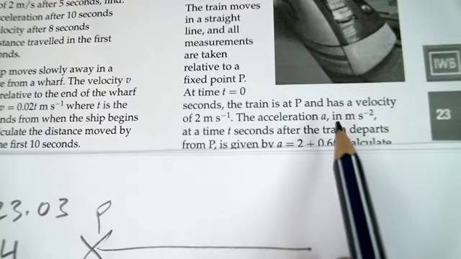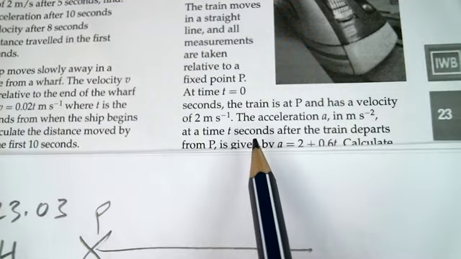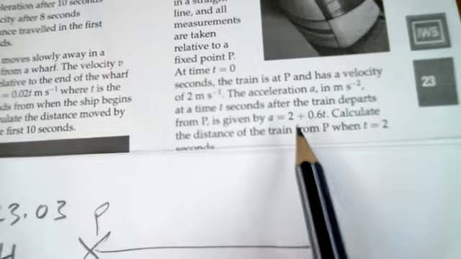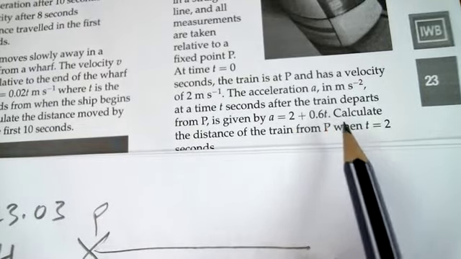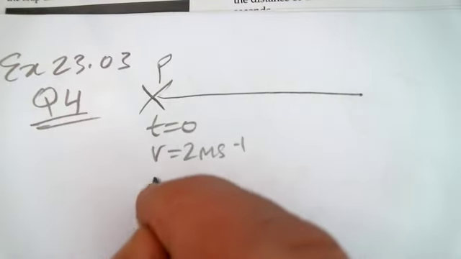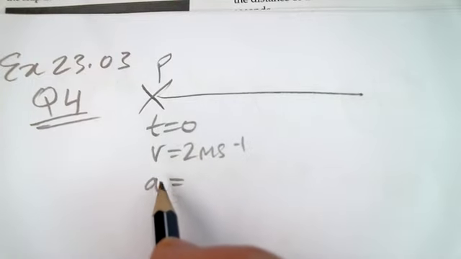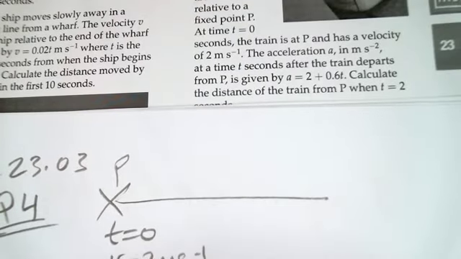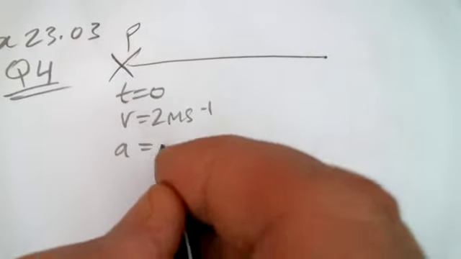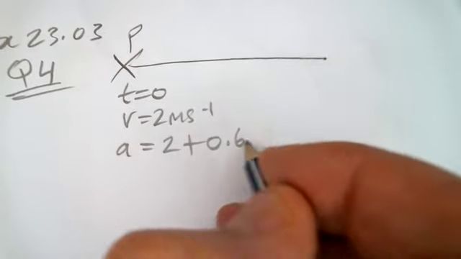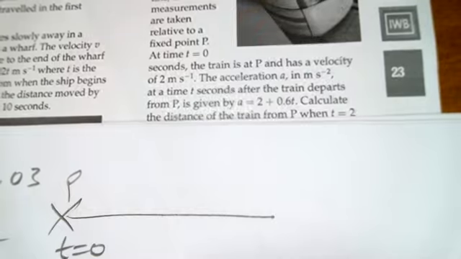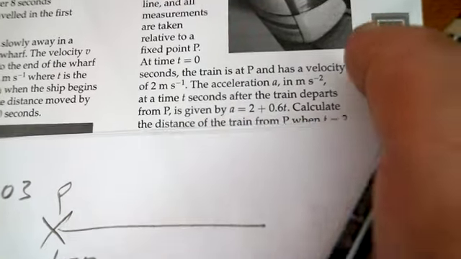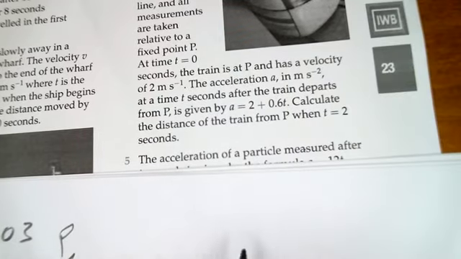Acceleration, a, is in meters per second squared at time t after the train departs from P and is given by a is equal to 2 plus 0.6t. So at this point, we've got a t and a v and an a for the very start. So that's given by 2 plus 0.6t. Calculate the distance from P when t equals 2 seconds.